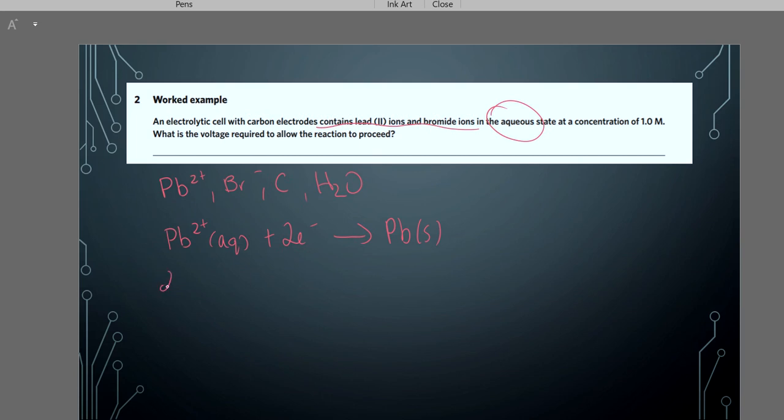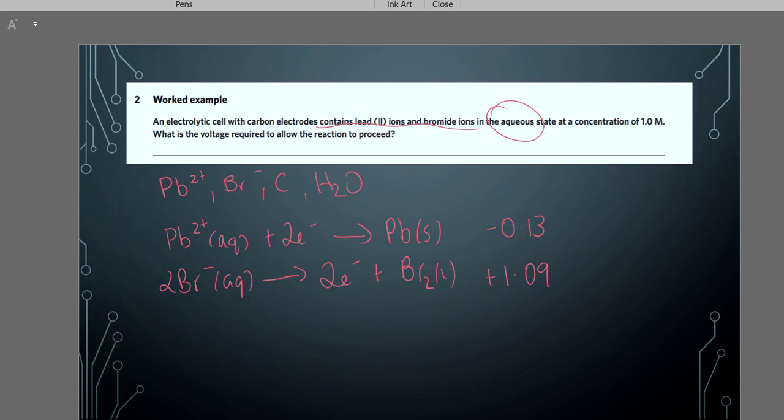And the lowest reaction in the reverse direction is our bromide ions undergoing oxidation to form bromine, which in this situation would generally be a liquid. Now, our E0 value of our first reduction reaction is -0.13, and our oxidation is plus 1.09.